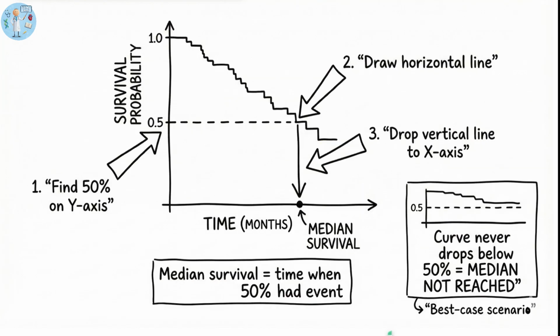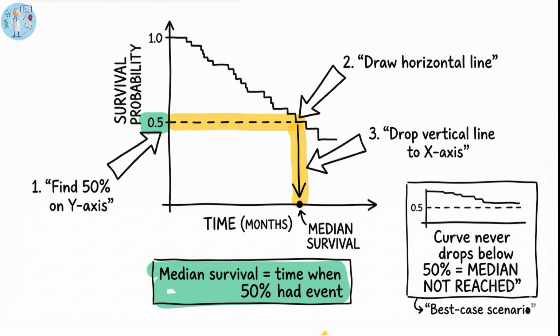Okay, so beyond the visual gap, there's one number that always makes the headlines, the median survival time. This is the key clinical number, but it's really simple to find on the graph. How do you do it? You find 0.5 or 50% on that vertical y-axis. Got it. Then you draw a straight line across until you hit the curve you're interested in, and from that point, you just drop a vertical line straight down to the time axis, the x-axis. And whatever time that is, that's your median survival.